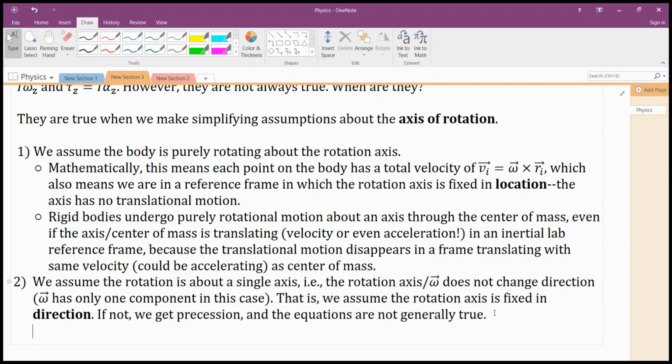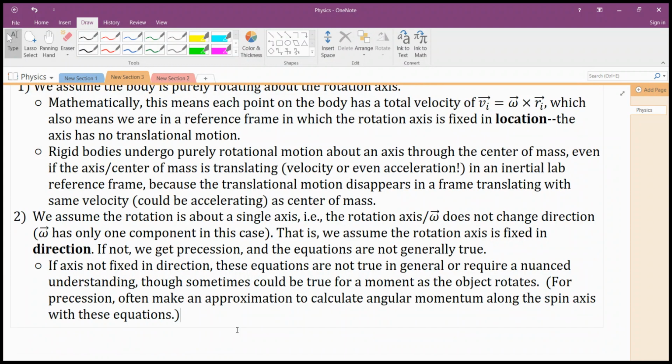If it does change direction, if angular velocity has more than one component to it, if there is rotation about more than one axis, then we will get precession, and the equations will not generally be true. And by not generally true, I just mean you can't apply them all the time to all the different scenarios that you run up against. They can work sometimes, though they require a bit of a nuanced understanding of them. And they could also be true for a moment as the object is rotating. So as the object rotates, the axis might align in a good direction, and the equations could hold momentarily, just for an instant.